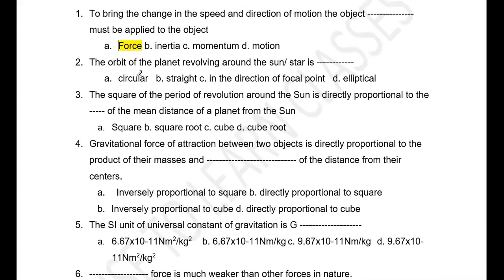Next question is, the orbit of the planet revolving around the sun or star is dash: circular, straight, in the direction of focal point, elliptical. This is related to Kepler's first law. We know that the orbit of a planet is an ellipse with the sun at one of the foci. So the correct option is option D, elliptical.